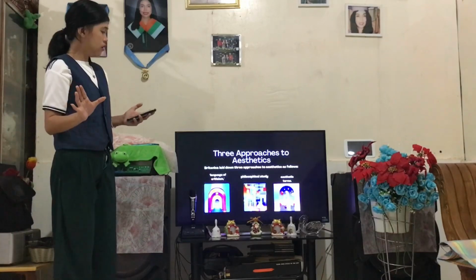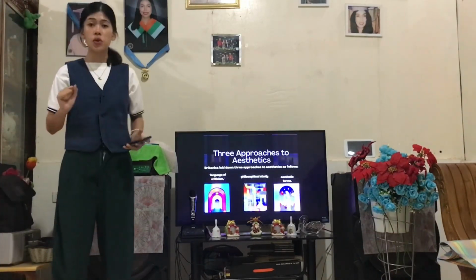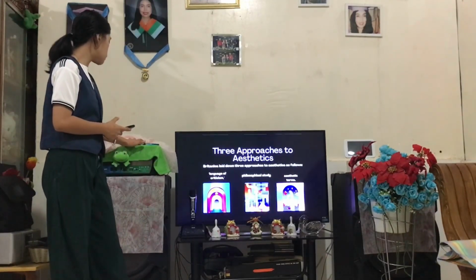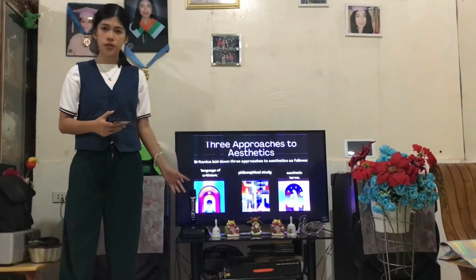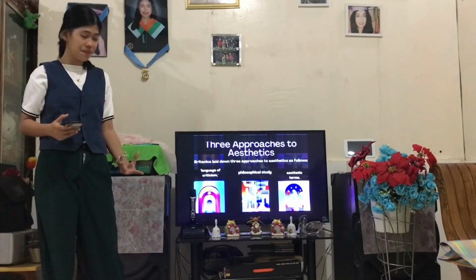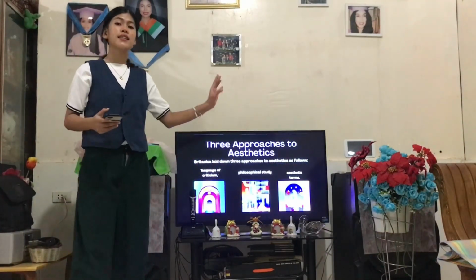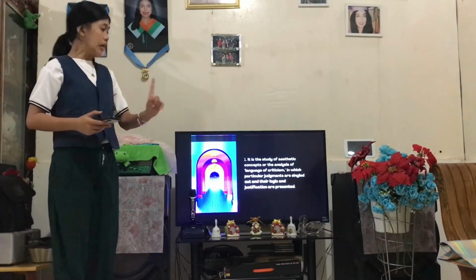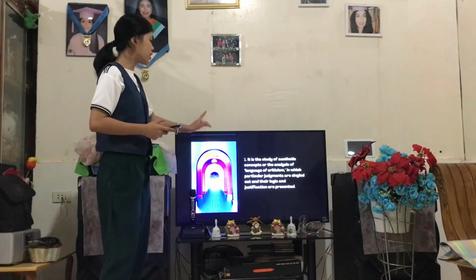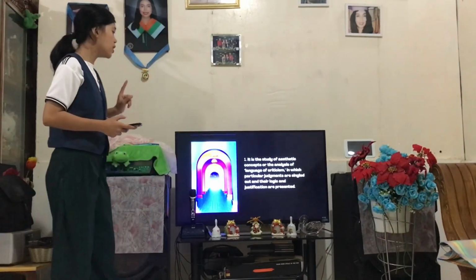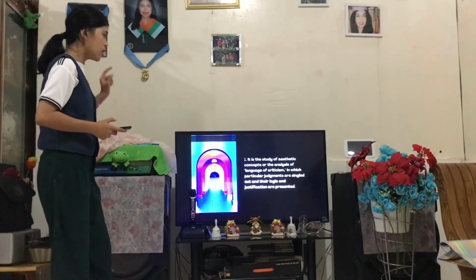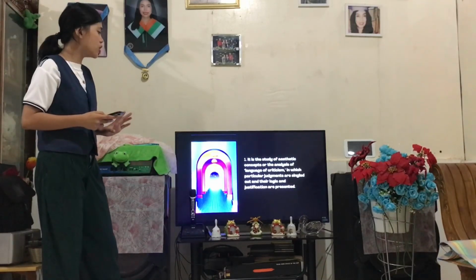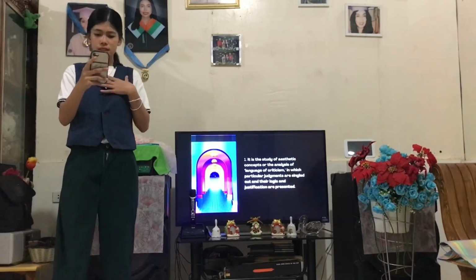So there are three approaches to aesthetics. Britannica laid down three approaches to aesthetics as follows: the language of criticism, philosophical study, and aesthetic terms. First, it is the study of aesthetic concepts, or the analysis of the language of criticism, in which particular judgments are singled out and their logic and justification are presented.